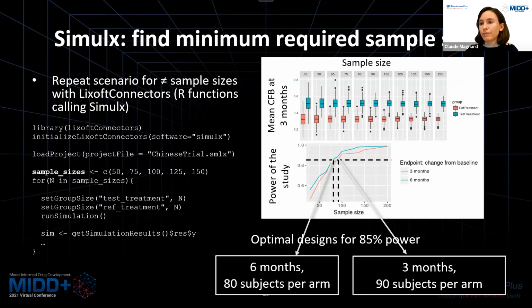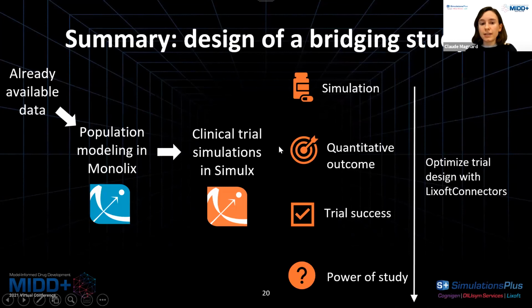So to summarize my talk, we found the optimal sample size of a bridging study to validate a new treatment in the Chinese population. And this study was very fast because we used elements imported from the Monolix project, like the model and the covariate distributions. We used Simulx features such as groups, outcomes, and endpoints to compare and analyze different trial designs.